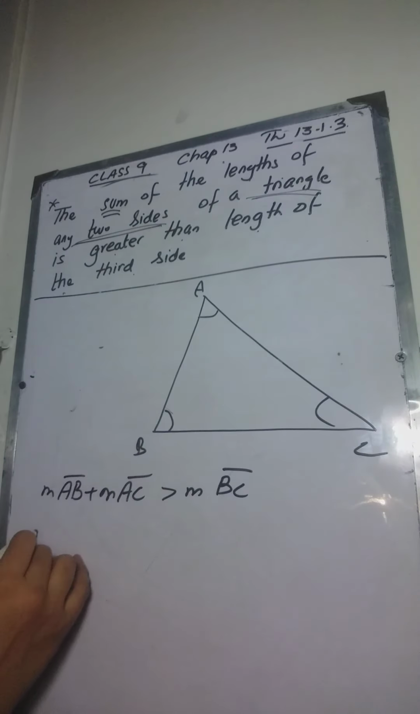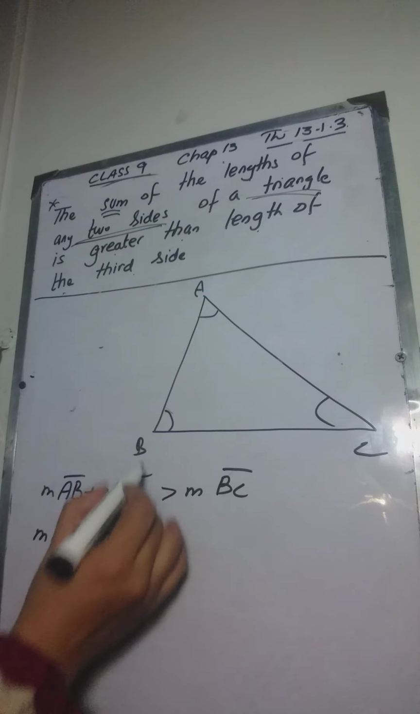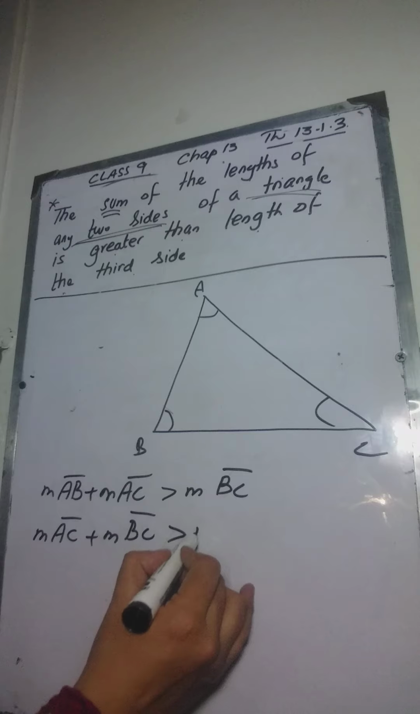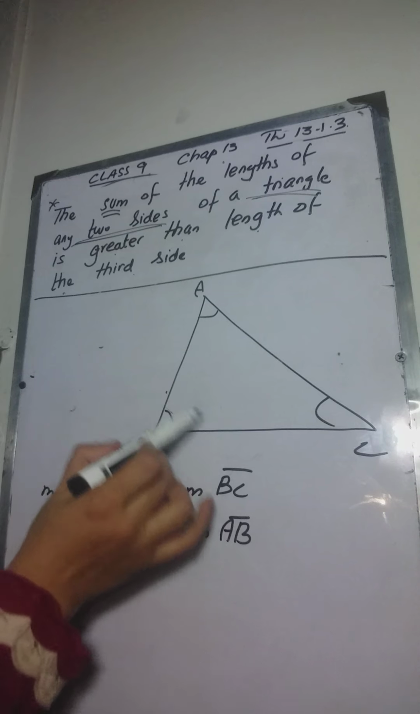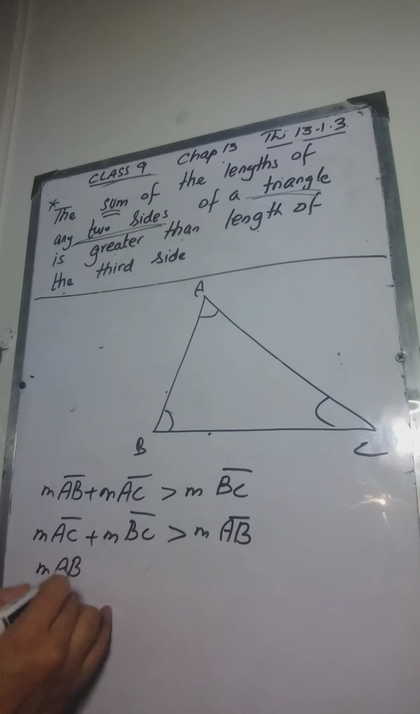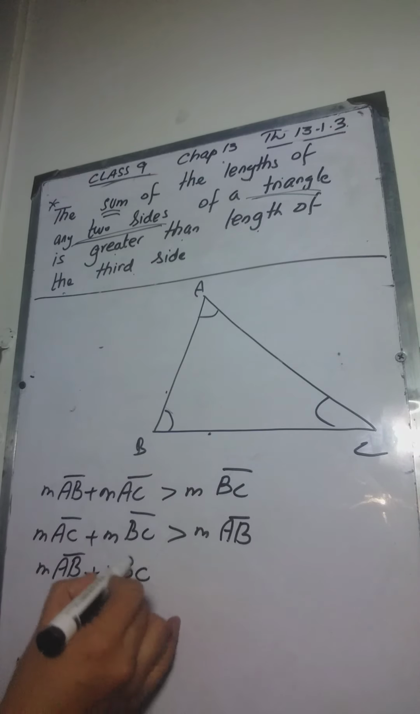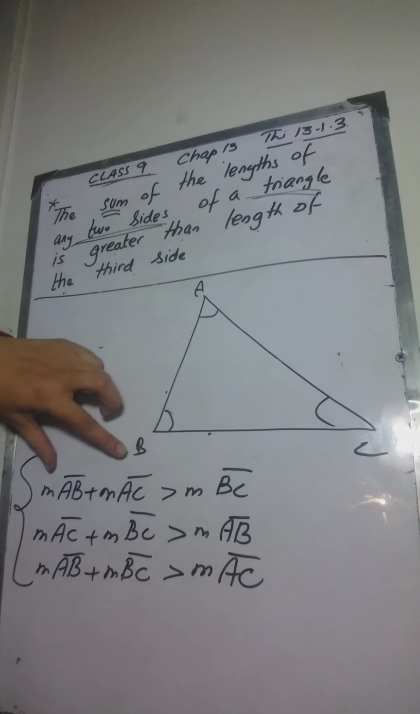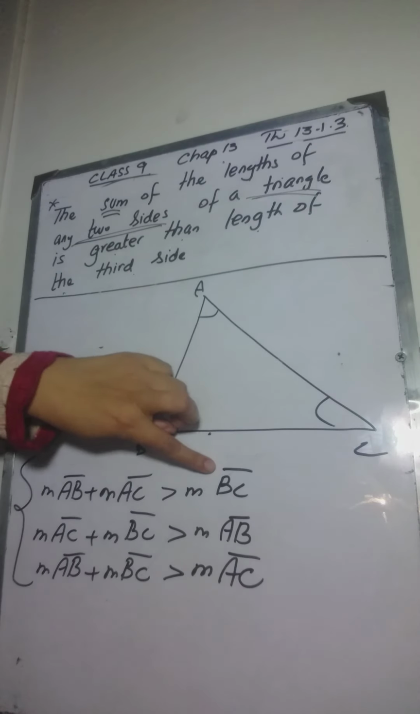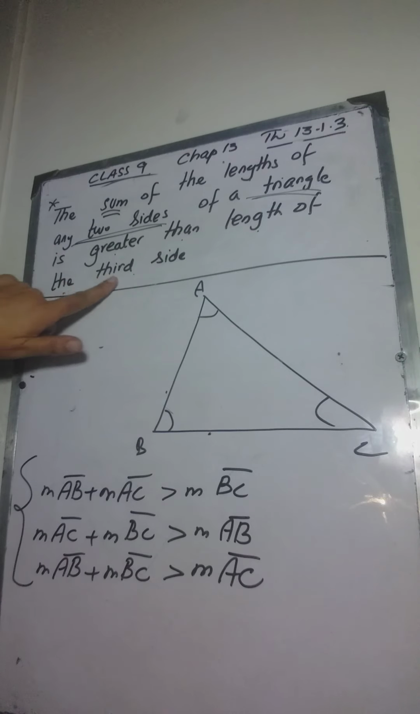Similarly, if you take these two sides, then the measurement of AC plus the measurement of BC will be greater than the measurement of AB. And if you take these two sides, then the measurement of AB plus the measurement of BC is greater than the measurement of AC. So these are the three statements which follow from the statement of the theorem. Let me read it again. The sum of the lengths of any two sides of a triangle is always greater than the length of the third side.